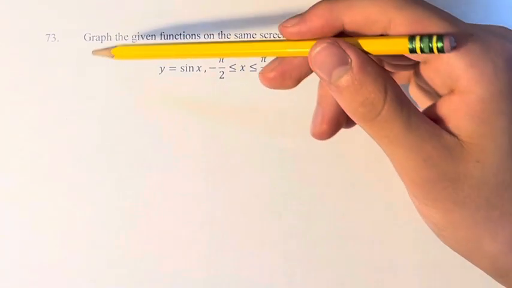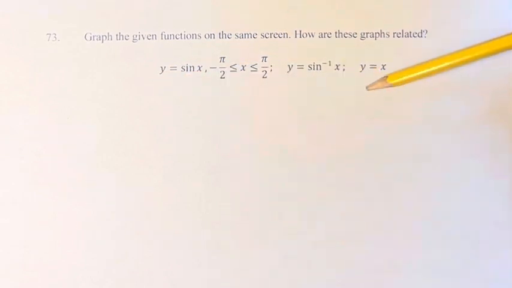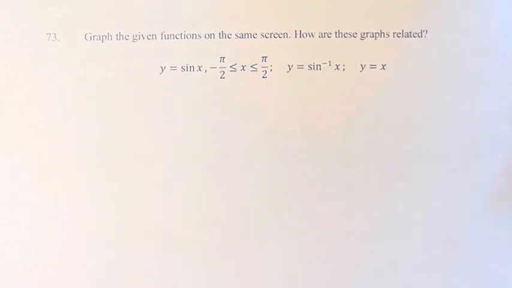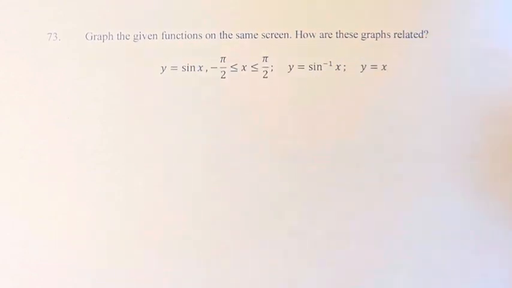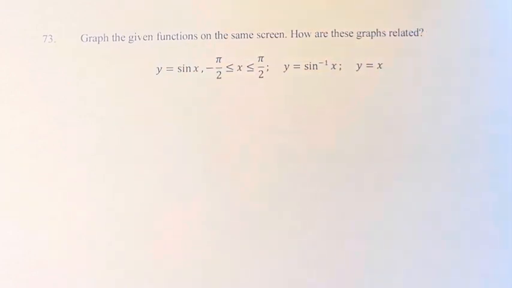In this problem, we're asked to graph the given functions on the same screen: sine of x, sine inverse of x, and y equals x, with this little domain restriction for sine. So we're asked how are these graphs related, and before we even graph anything, you should see that this is sine, this is its inverse, therefore they should be reflected across the line y equals x.